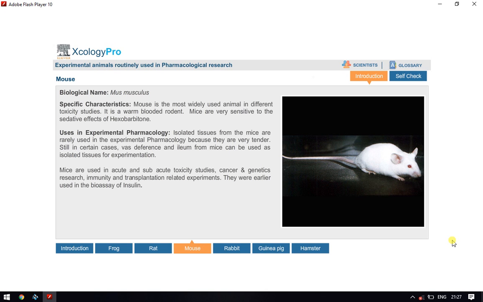Uses in experimental pharmacology. Isolated tissues from the mice are rarely used in the experimental pharmacology because they are very tender. Still, in certain cases, vas deferens and ileum from mice can be used as isolated tissues for experimentation. Mice are used in acute and subacute toxicity studies, cancer and genetics research, immunity and transplantation-related experiments. They were earlier used in the bioassay of insulin. Common strains used: Swiss albino, BALB/c, and C57BL/6.